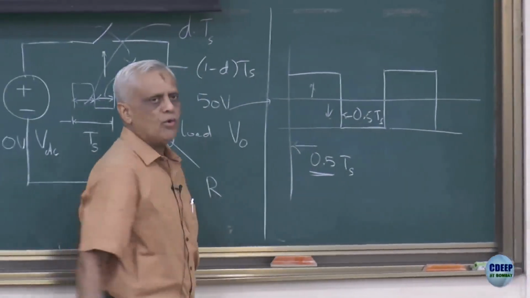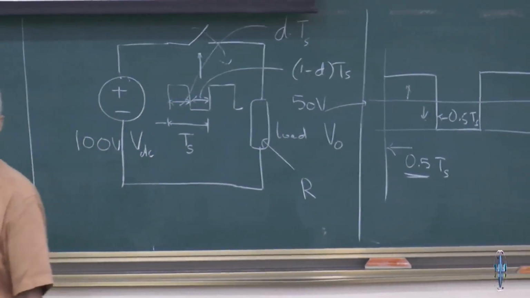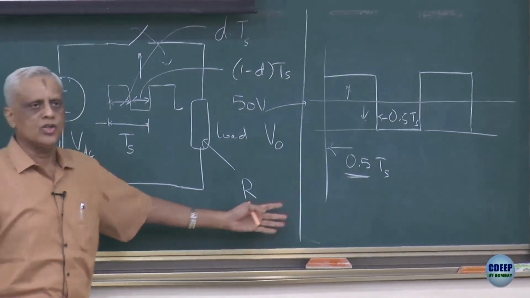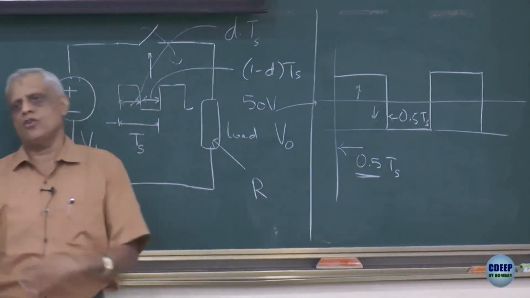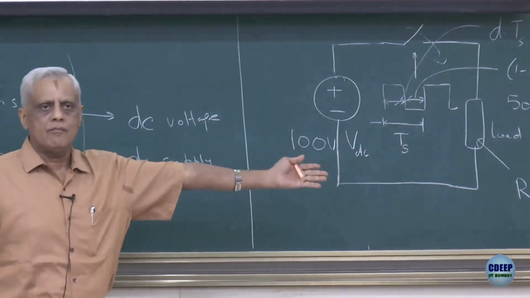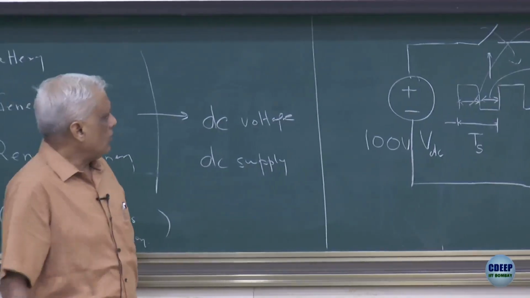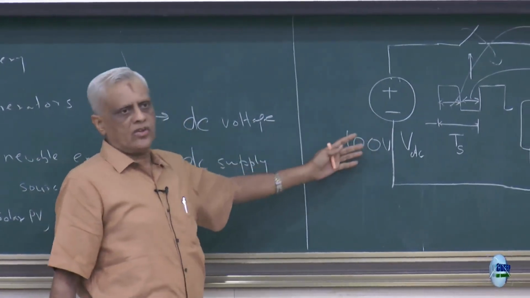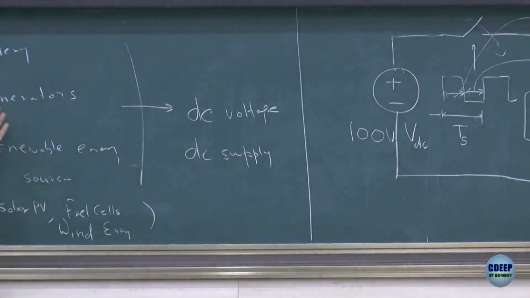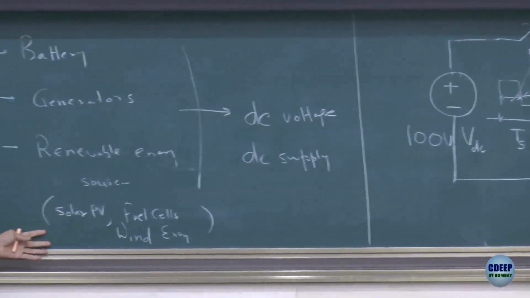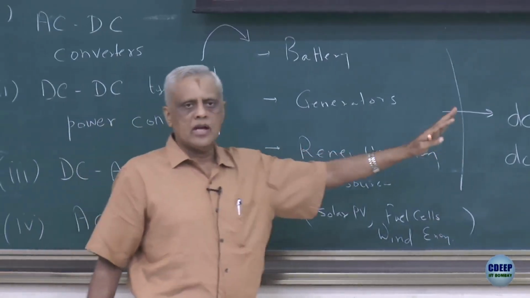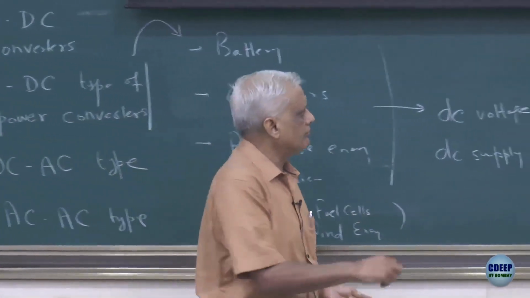So typically the control problem in all these types of systems is that you play with the duty cycle, and electronically you implement a variable duty cycle to get the voltage that you want. Now this DC source I just showed as a 100 volts DC source. It could be a battery, a generator, or any of these renewable energy sources. Irrespective of that, we have kept it a pretty general and conventional system.